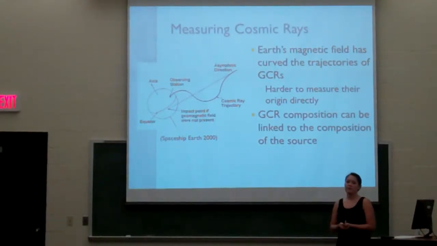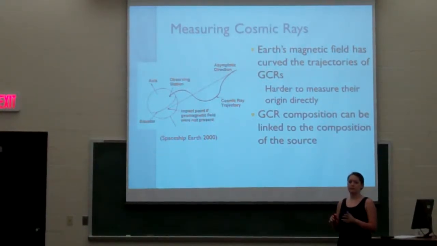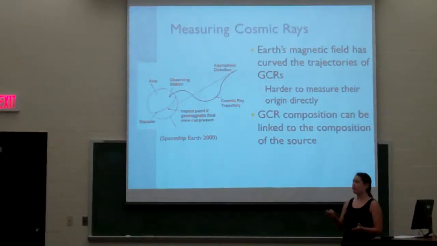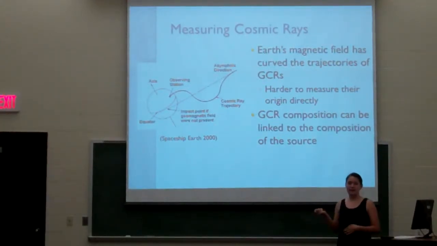So how can we measure cosmic rays? There are actually a lot of methods we have to measure them, but none of them are very simple, because Earth's magnetic field is going to curve the paths that the GCRs take when they're arriving at Earth. So from this picture, the dotted line is the predicted trajectory of the GCR, but the actual curved path is the path that they'll take when they interact with our magnetic field. That makes it harder to measure where they came from directly.